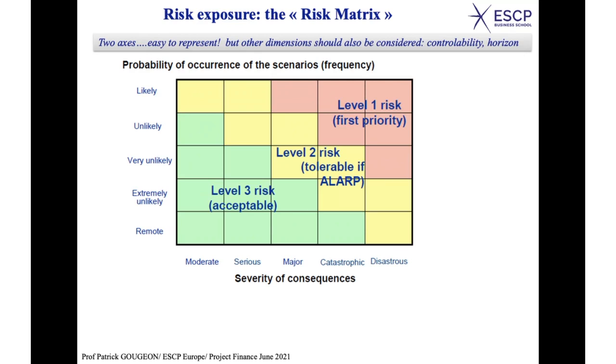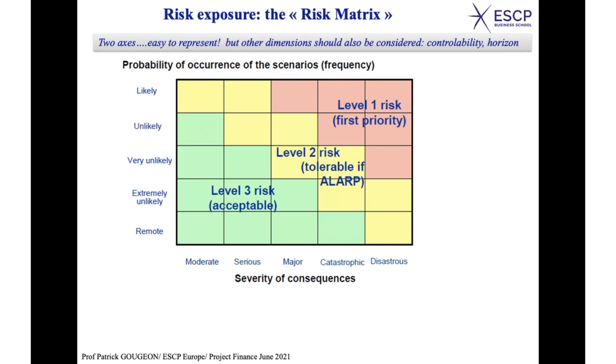For instance, you could have a dimension which is the controllability of the risk. It is important to know if a risk is under your control or not. If it is under your control, it means that you can take action, and you feel more comfortable with that. It also depends whether it's a long-term risk, such as obsolescence, for instance. You know that obsolescence will not be an immediate risk. It may occur, but later on. If it's later on, it means that you will have time to react. It's not the same as a risk that can occur at any time.